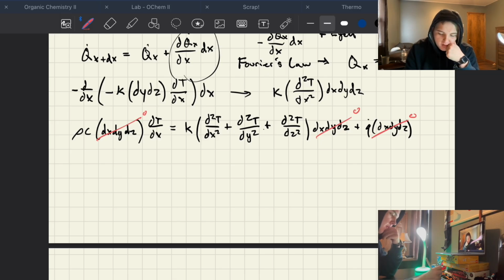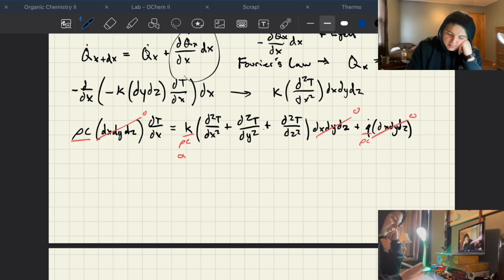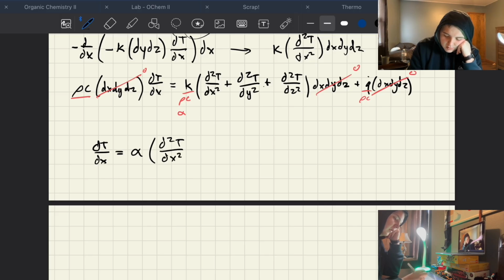And then this value here can be divided on this side. So we're gonna get that, which is alpha, and then we're gonna get over the Q, right? Those are the only two quantities on the right hand side. So our final is gonna be dT/dt equals alpha, or thermal diffusivity, times d squared T over dx squared.